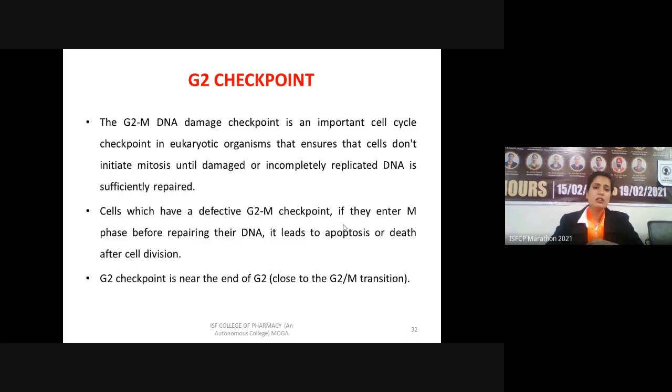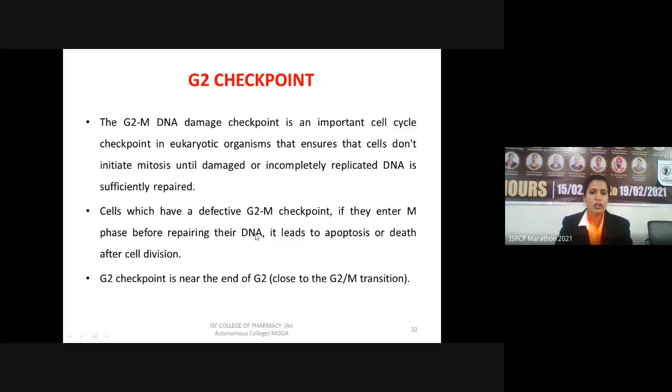The G2 checkpoint is also known as the G2 DNA damage checkpoint. Why? Because it occurs at the end of the G2 phase and before the mitotic phase. Its main function is to check whether there is any DNA damage, whether the replication of the DNA is okay. If there is any impairment in the DNA replication, then the cell will not divide.